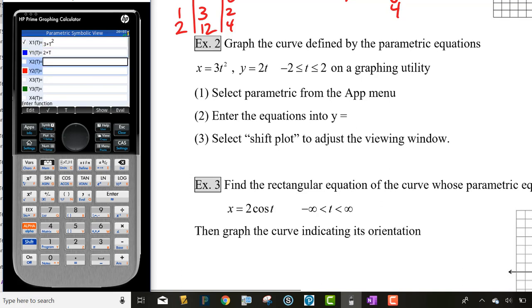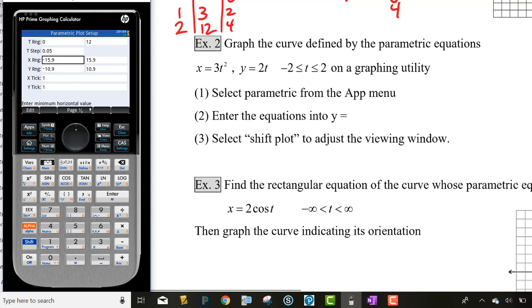And then the next thing I want to do is adjust my viewing window. So let's go to Shift, Plot for the setup menu. And I want to tell it that my t range is going to go from negative 2 to 2. And then I know from the graph that I've already done that I need to have an x min of 0 and an x max of 12. And I need to have a y min of at least negative 4. I'll just make it negative 5. And a y max of 5. And now I will go ahead and hit the plot.